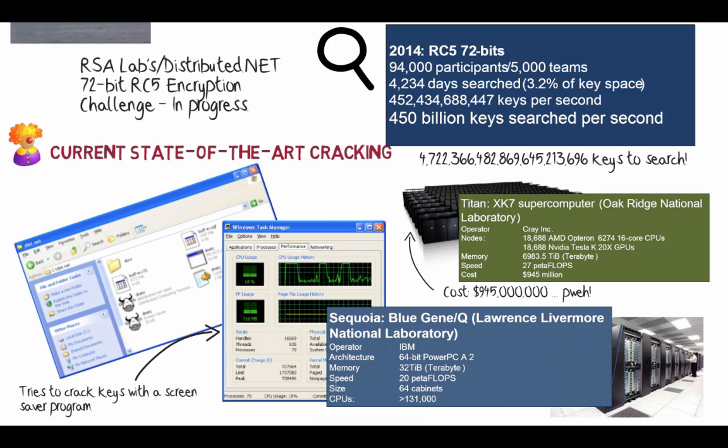And the other state of the art that we have is the Blue Gene IBM machine from Lawrence Livermore National Laboratory. It has 64-bit Power PCs in it, about 32 terabytes of memory, 20 petaflops, and it has over 131,000 CPUs. And roughly, if we think about it, it's about 1.8 million times faster than a standard PC.